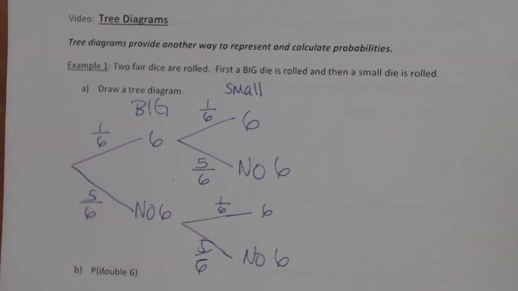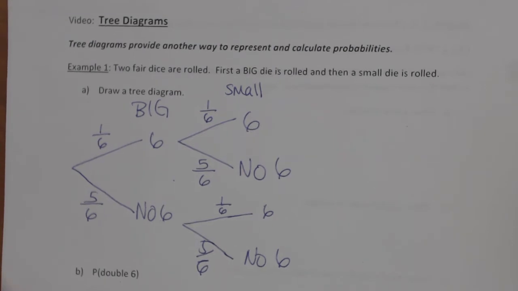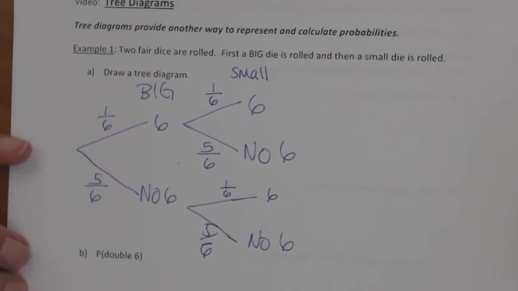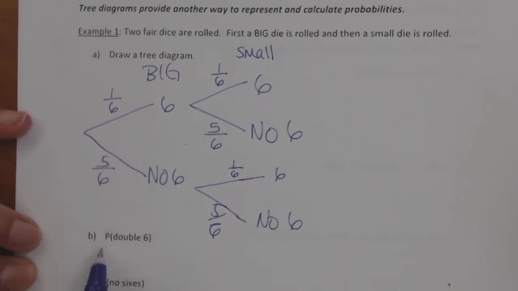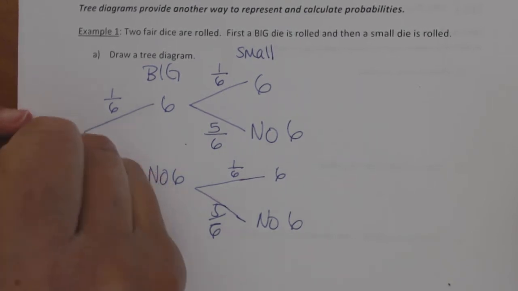We are now representing probabilities using tree diagrams. All right, let's go find some probabilities. So the first probability that I want to find is double 6. For a double 6, what we have to do is locate the pathway that brings us to a double 6. So first we start here.